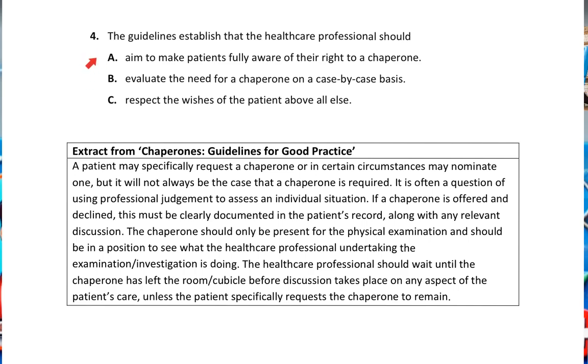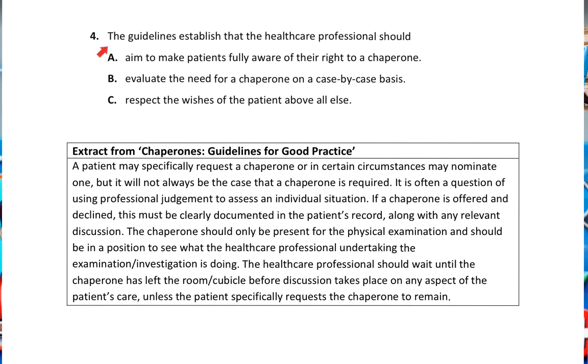Based on the explanation, the guidelines establish that the healthcare professional should A, aim to make patients fully aware of their right to a chaperone, B, evaluate the need for a chaperone on a case-by-case basis, and C, respect the wishes of the patient above all else. Based on our explanation, the patient has the right to select or request a chaperone. However, it is based on professional judgment. That means it's not all cases where you can give a patient a chaperone.